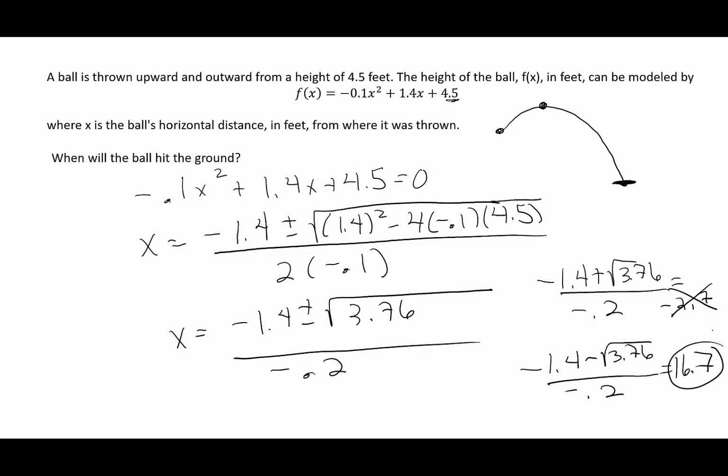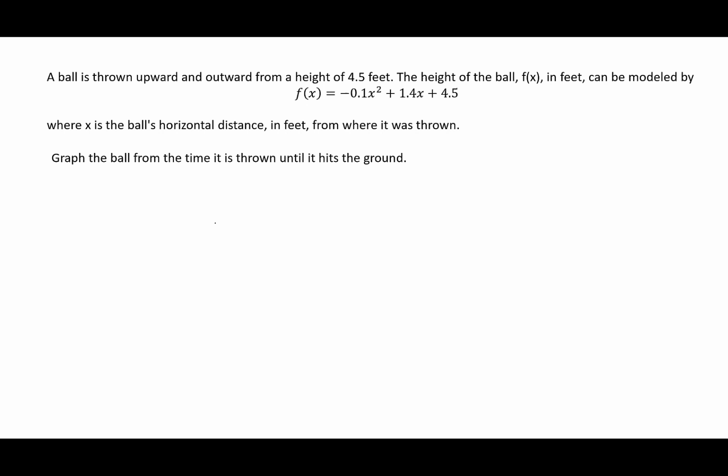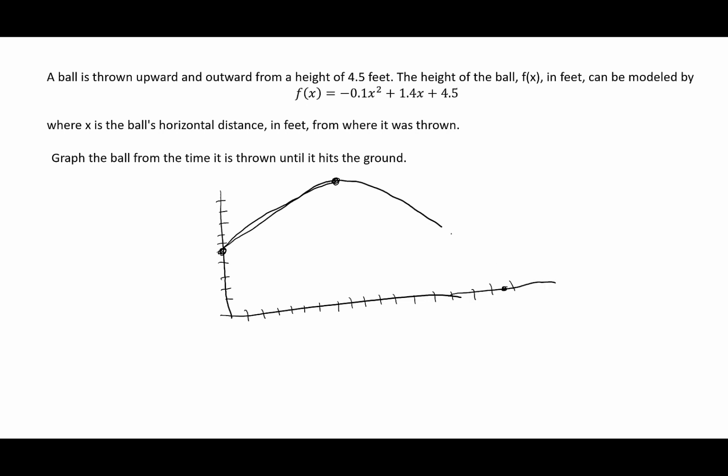So go back to the problem and it says, when will it hit the ground? Well, it'll hit the ground when it's 16.7 feet from where we started. So there's our answer for the second part. Then just as a quick graph, and I'm only going to make it really quick, we said we started at 4.5, and it went up to 9.4. It hit its height at 7 feet from where it started. And then it hits the ground at about 16.7. So it went up, and then it went down. Not the best graph, but you get the idea of the arch.